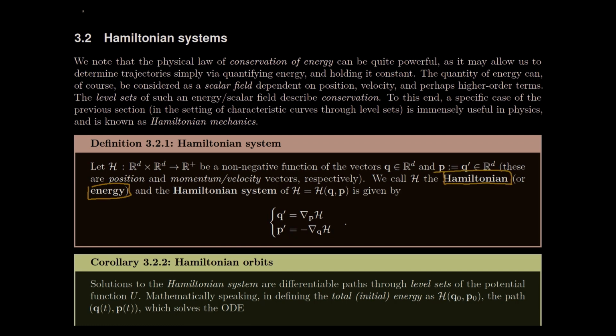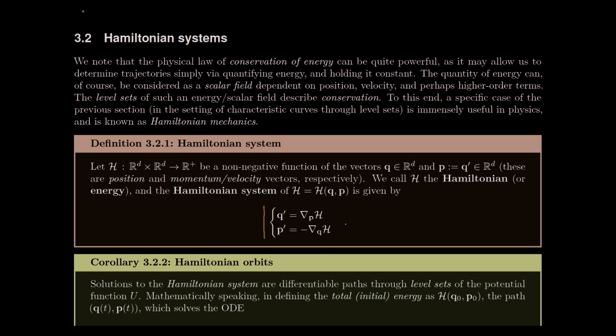Okay, so we just have some system that's a function of two sets of d-dimensional variables, and it gives me a positive number. That's my energy. I'm just going to call that the energy of the system. Depending on the system, the interpretation of q and p may be different, but we want to just call that the energy of the system, or the Hamiltonian of the system.